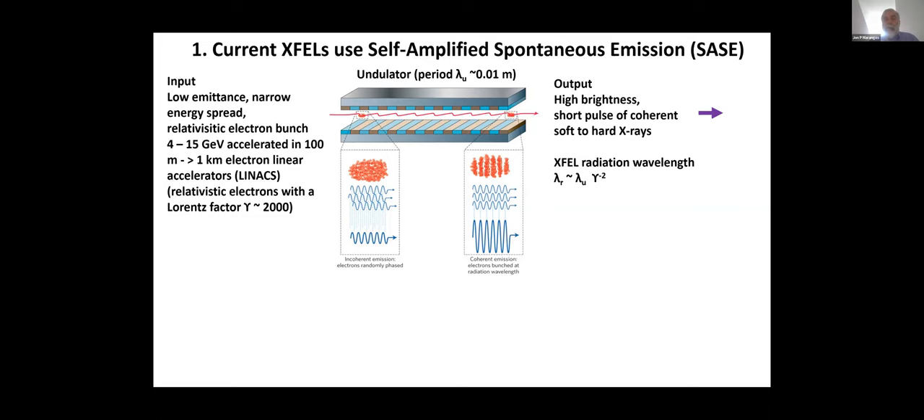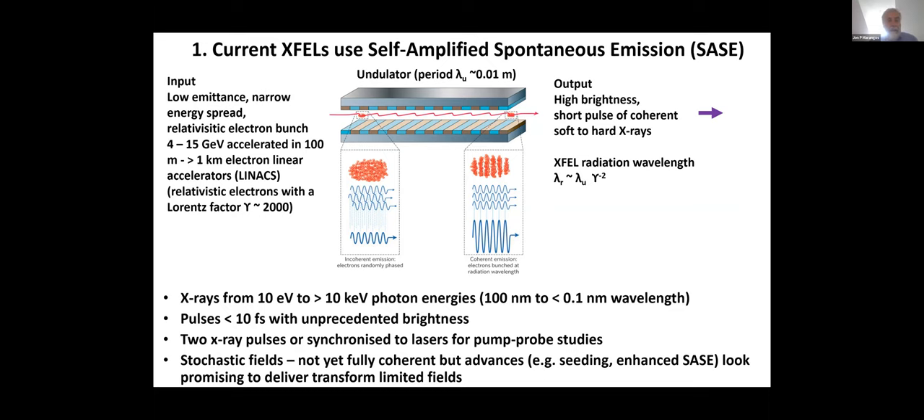So this is why we can generate short pulses of coherent light from the soft to hard X-rays with very high brightness from a SASE-based XFEL. So what does that give us? That gives us X-rays from 10 eV, or much smaller photon energy than that if you're building an IR FEL, to greater than 10 keV photon energies. In other words, from 100 nanometers to something less than 0.1 of a nanometer in wavelength. The pulses can be less than 10 femtoseconds. I'll show you at the end that less than a femtosecond is possible, with unprecedented brightness. And two X-ray pulses synchronized together, or an X-ray pulse synchronized to external lasers, allow for pump probe studies that allow us to study dynamics.